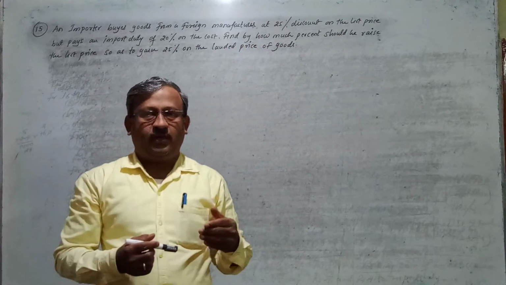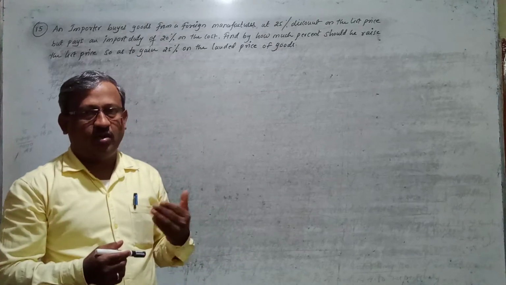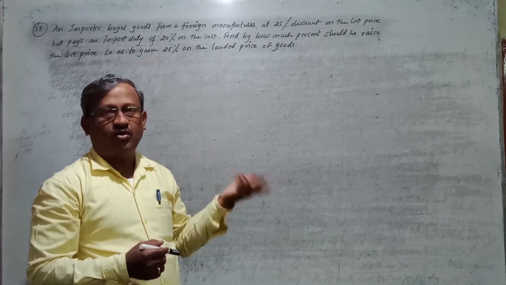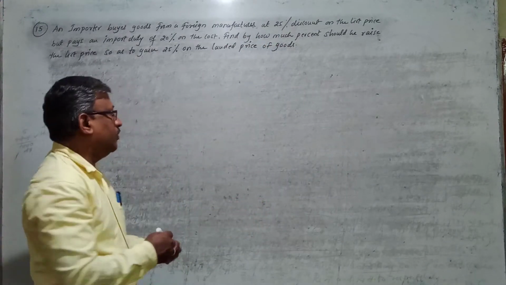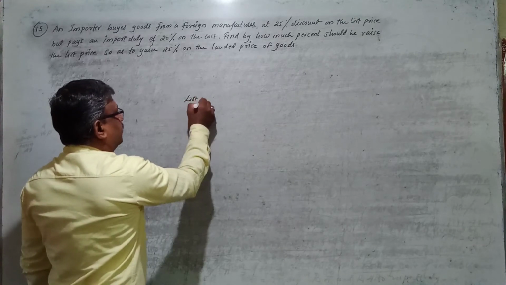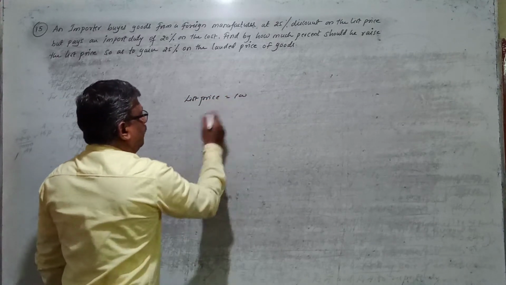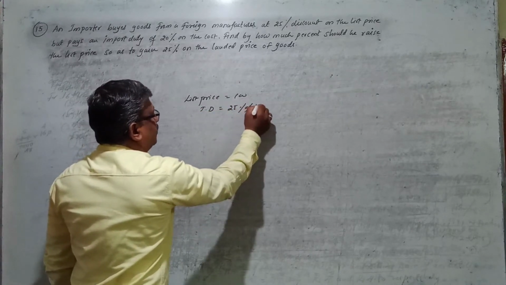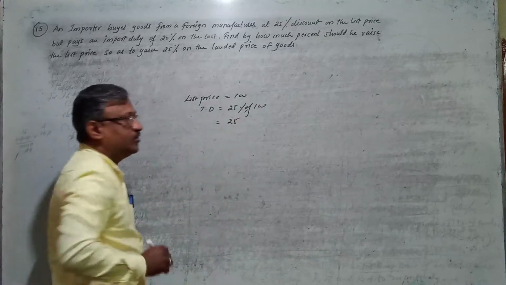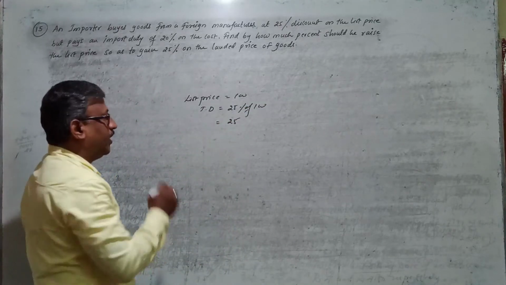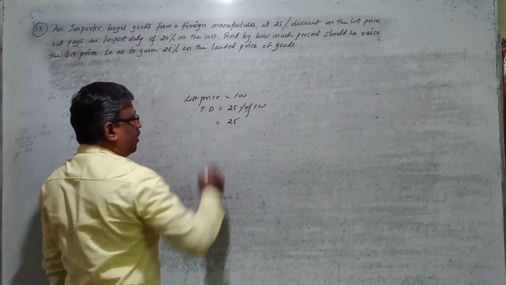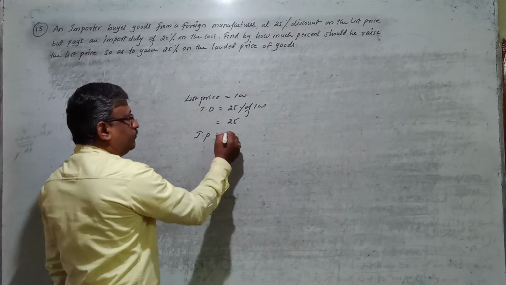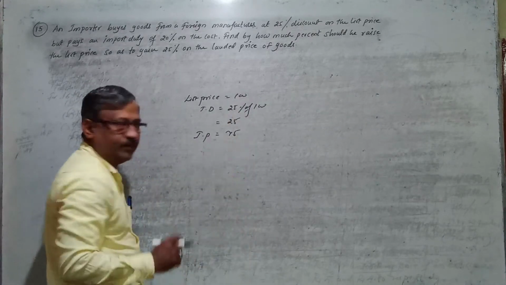Means suppose a foreign manufacturer's list price is 100. On that 100 rupees, the importer is getting 25% discount. So how much discount is he getting? 25% of 100, that is 25 rupees discount. So if he is getting 25 rupees discount on 100 rupees, at what price is he selling the goods to the importer? At 75 rupees, 100 minus 25.